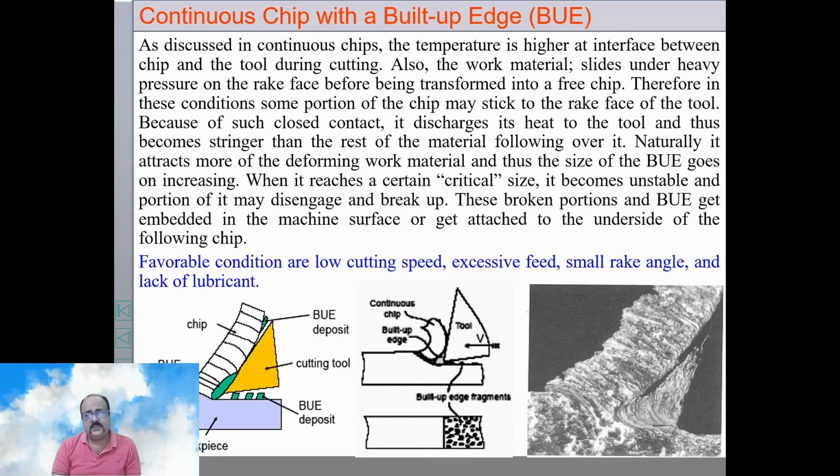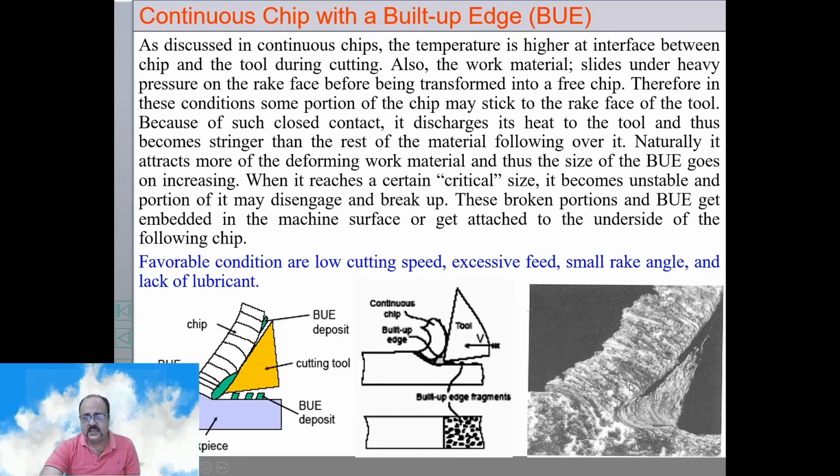Okay, now continuous chip with built-up edge. As I've already said, you can see here in this figure, this is an actual micrograph, and this is the tool, this is the workpiece, this is the chip. You can see the shear planes, which are moving up. It's a continuous chip, it's ductile material, but here you can see this workpiece material is welded to the tip of the tool and forms a cutting edge. Its cutting edge should be like this, but it is now like this. Now it forms a false cutting edge.